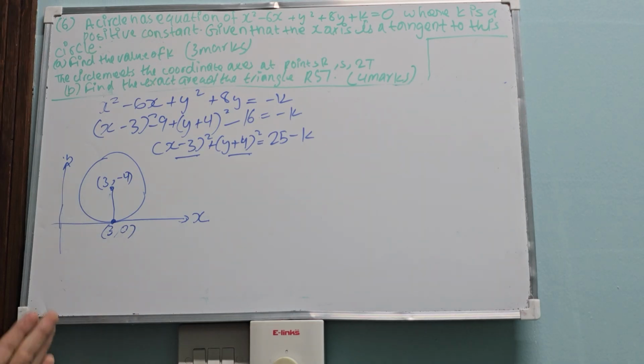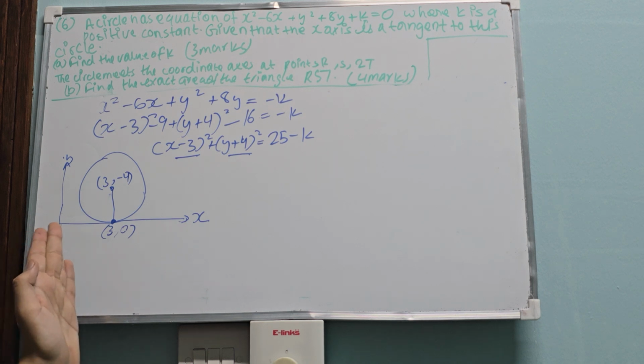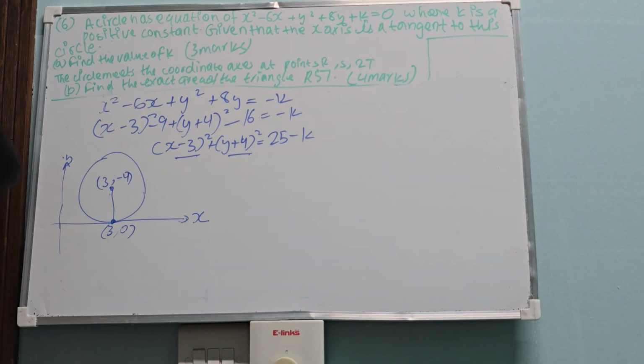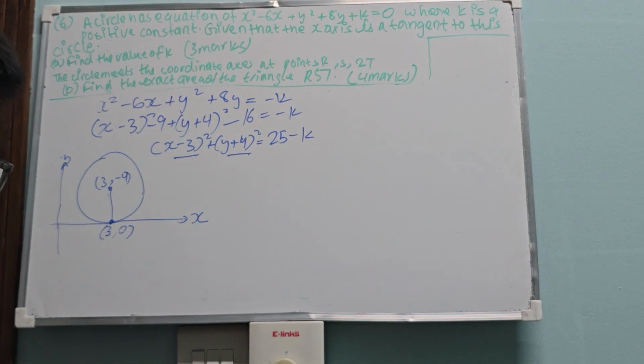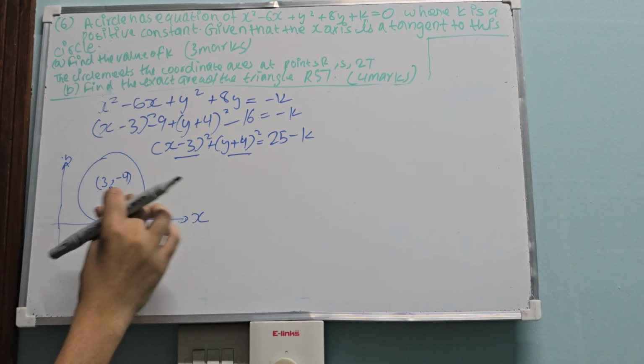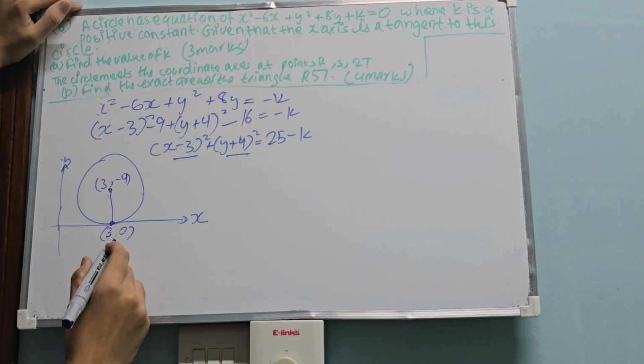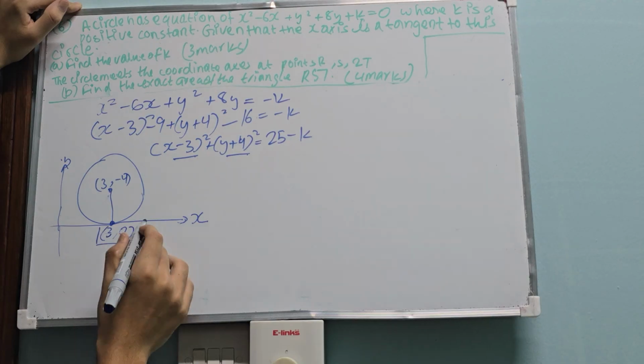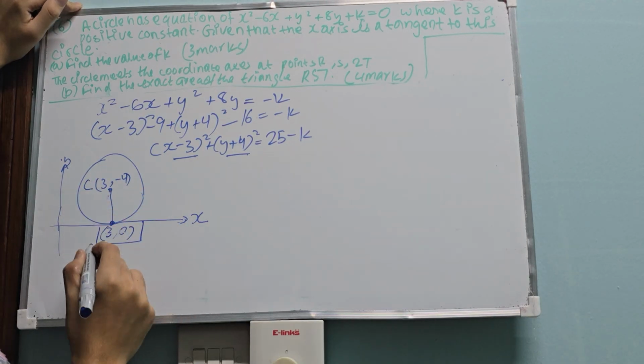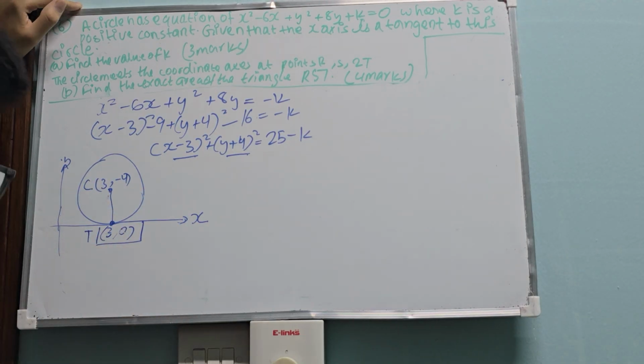Now one property you should know is that the radius is going to be perpendicular to the tangent, and if it is perpendicular to the tangent, that means the x coordinate is going to be 3. Why don't we need to find the equation? Well, the gradients are 0 in this case. So this is the first important information we have. We have the center, we have the tangent point.